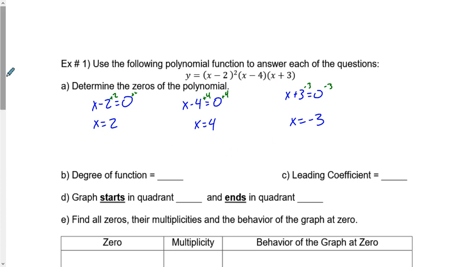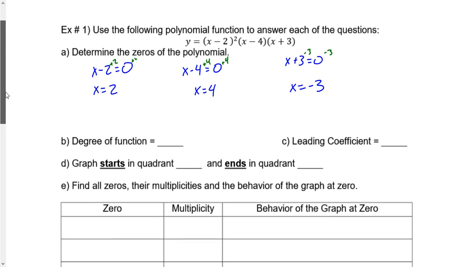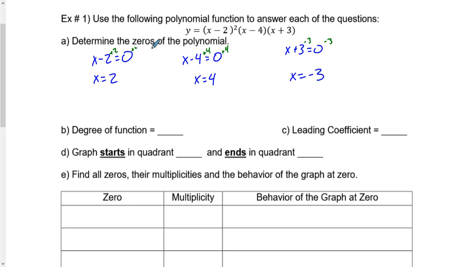The degree of this function is why this is not specifically Foundations 30. Again, we're talking about characteristics. We want to be able to graph, because if you're taking this course, more than likely you are going into something at university where you're going to have to know a little bit more about this. The degree of the function is literally just adding up our exponents. This is an exponent of 2, this is an exponent of 1, and this is also an exponent of 1. So if we take 2 add 1 add 1, the degree of this function is 4.